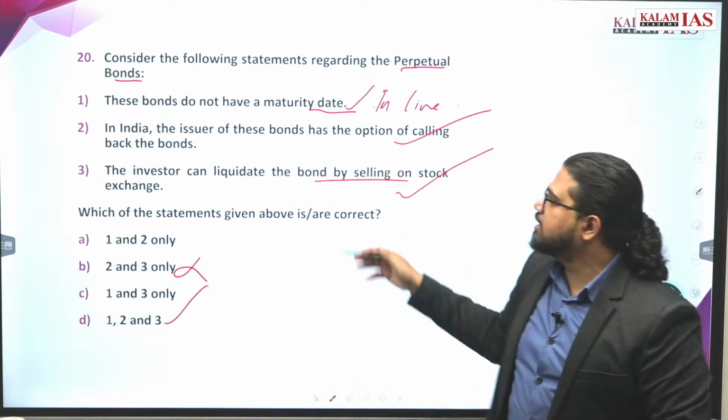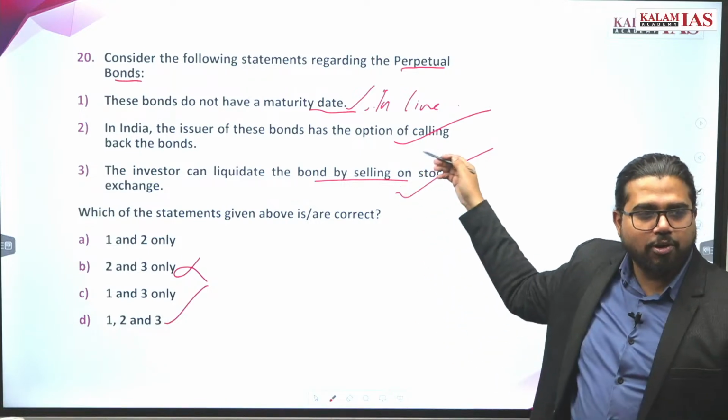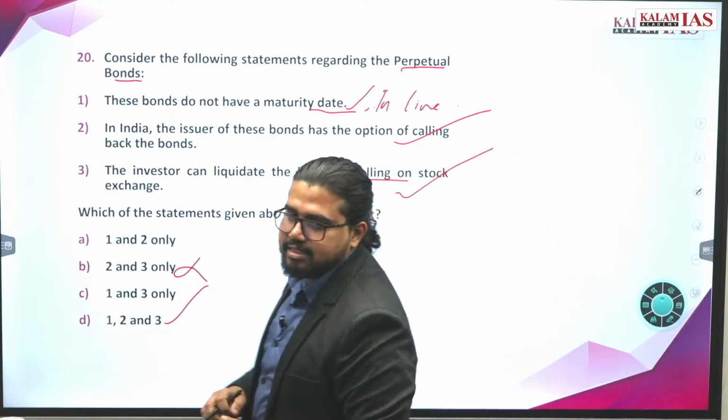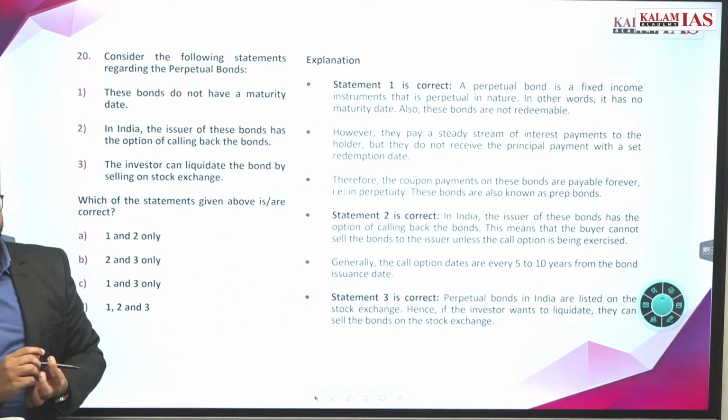Answer D. All options are correct. These bonds do not have a maturity date. The issuer has the option of calling it back, and it can be traded in the secondary market. Details you can go through if you want.